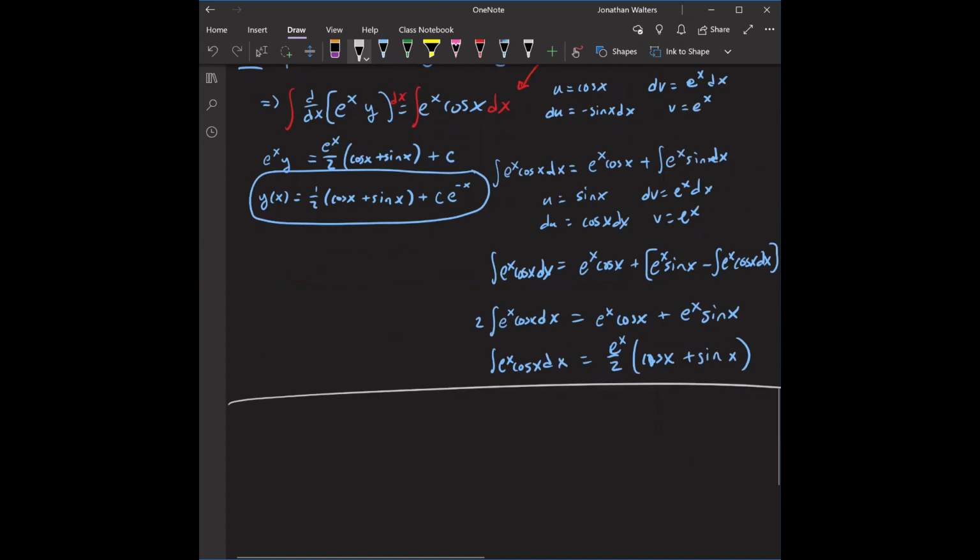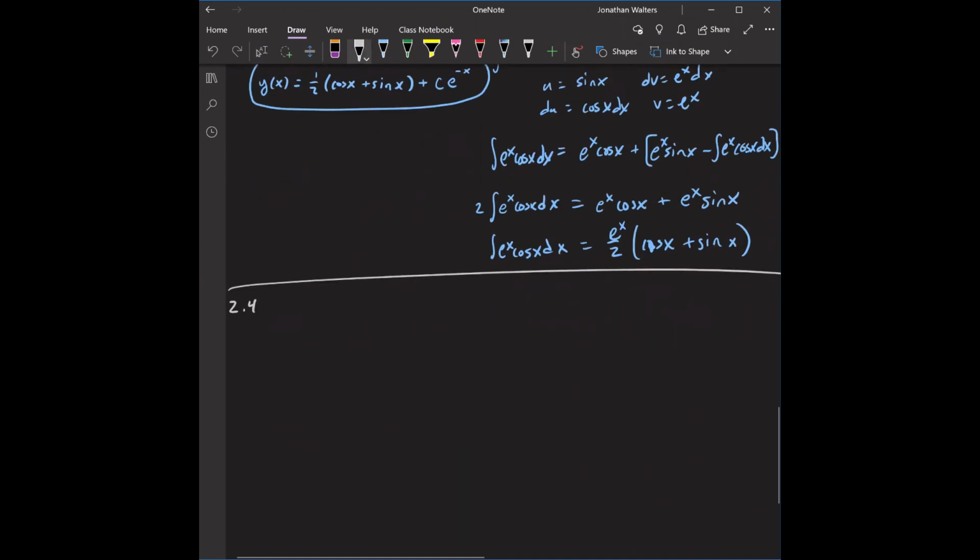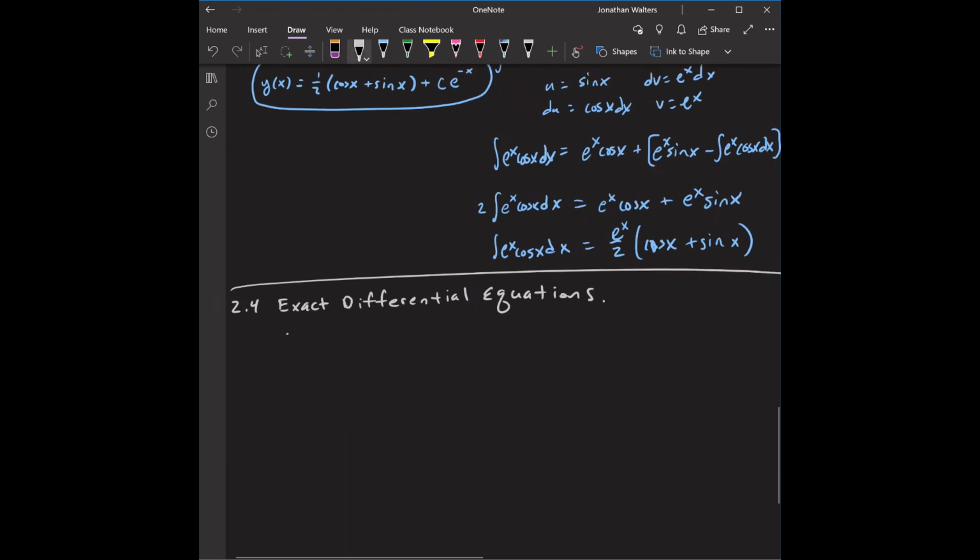So let's look at 2.4. 2.4 is all about exact equations. We call it exact differential equations. Well, I guess I don't want to define it. I want to derive it first. So let's derive it. So the setup is as follows.